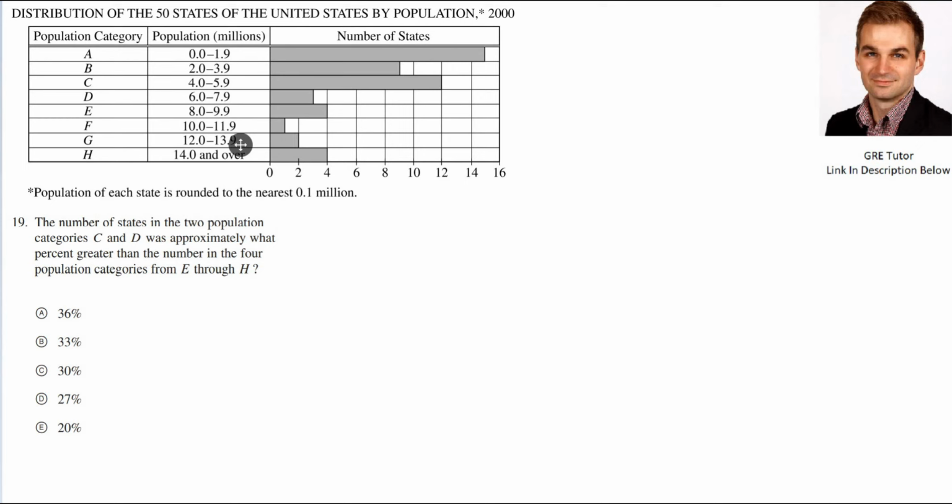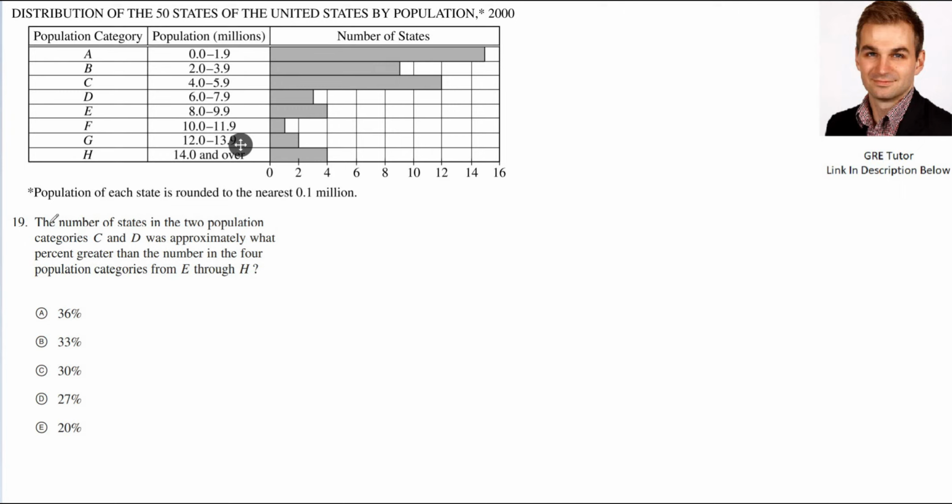Okay, so what we're going to try and do here is answer a multiple choice question, and they've given us some information. They've given us frequency of states with populations attached to them, and these placeholder categories. So for instance, this is 0 to 1.9 million, and there are 15 states that have 0 to 1.9 million population in 2000. Similarly, there are 9 states that have 2 to 3.9 million. That's the information we're given in this chart.